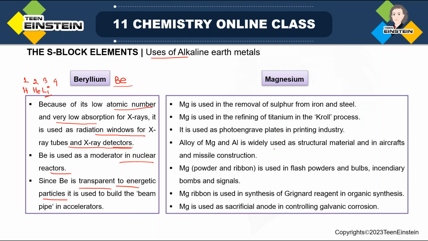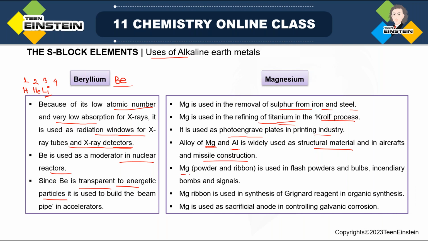Next metal is magnesium. Magnesium is used in the removal of sulfur from iron and steel, so a kind of purification. Then it is used in the refining of titanium in the Kroll process. The Kroll process is basically where from any titanium ore we extract titanium, and magnesium is used there. It is also used as a photo engraved plate in the printing industry. Then an alloy of magnesium and aluminium, these two metals together, is used as structural material in aircraft and missile construction.